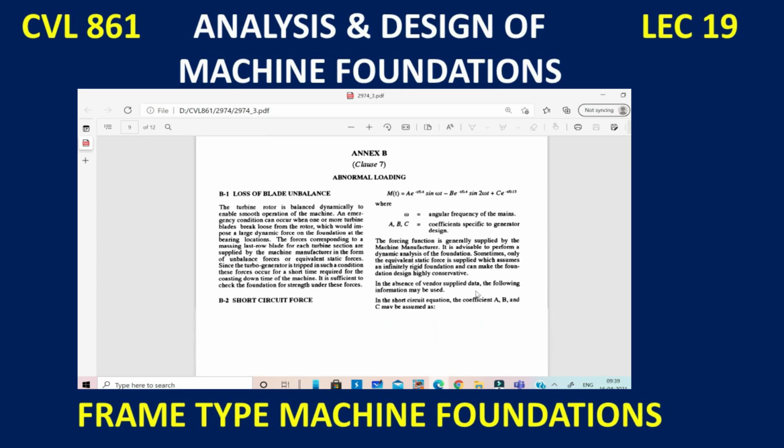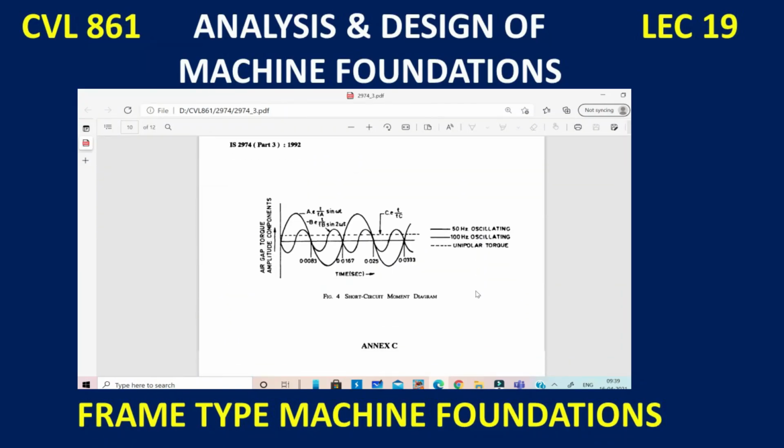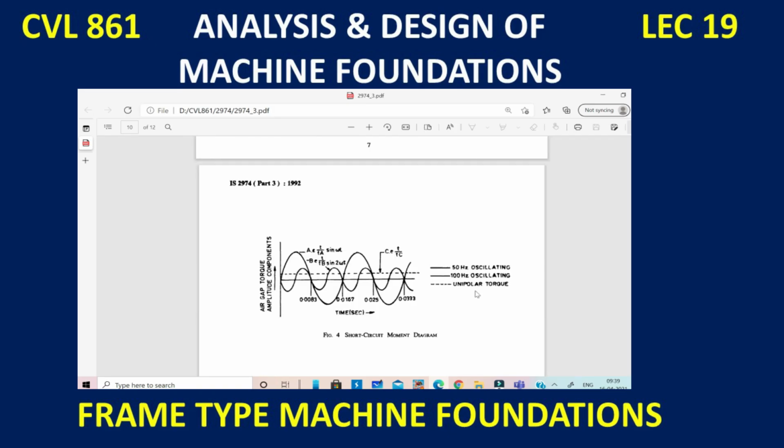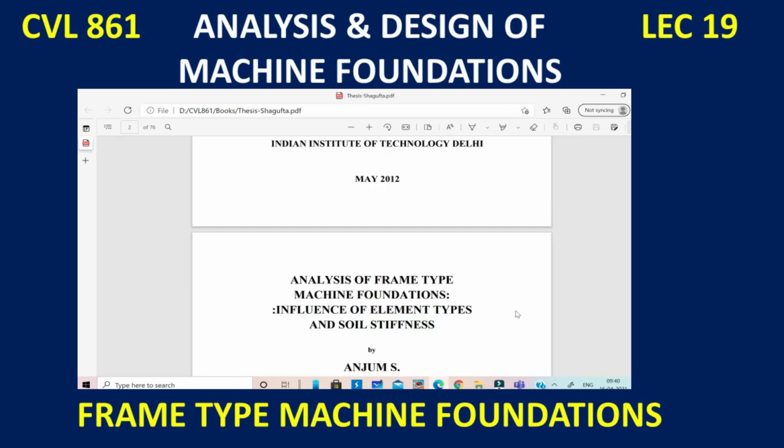Alright, so this is a very small code, so you can just have a look. You can scan through the various provisions of this code. It will be good. And next, I will also share with you a report, an MTech thesis in fact. So I'm just opening that and I'll show you this MTech thesis. It is very interesting, and you should all read it.